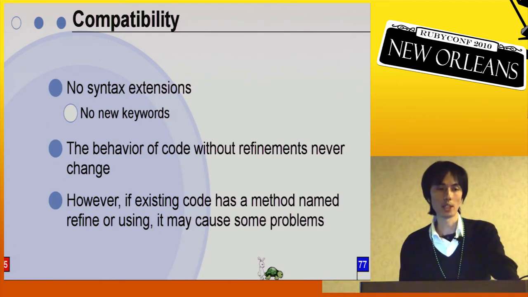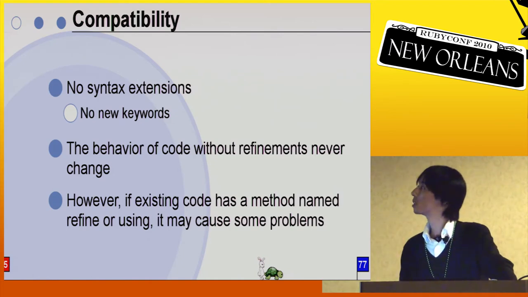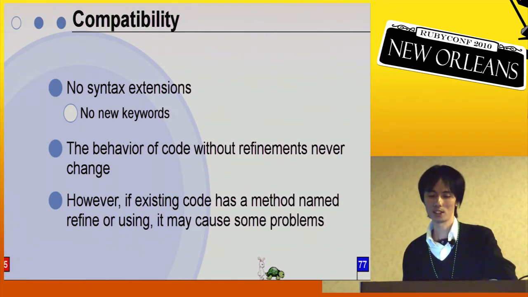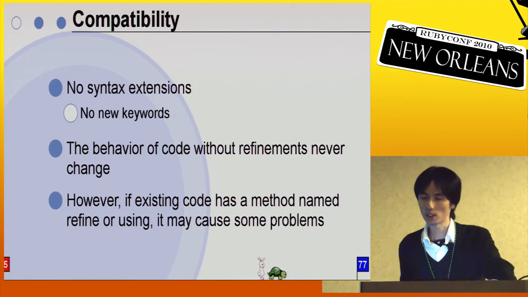How about compatibility? Ruby is... I don't have to add new keywords. So basically, the behavior of code without refinements never changes. But there are some exceptions. If existing code has a method named define or using, it may cause some problems.